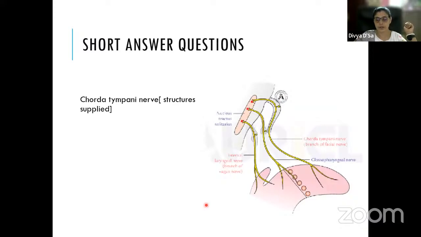So the question is chorda tympani nerve. What are the structures supplied by it? So what is this chorda tympani nerve? We already learned it is a branch of the facial nerve, isn't it? So it carries the sensory and parasympathetic fibers to the lingual nerve. So the nerve pathway, where does it begin?